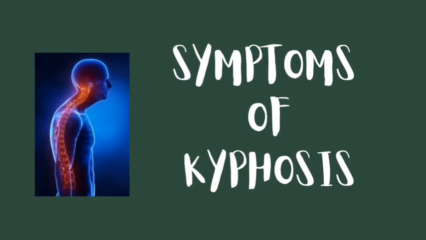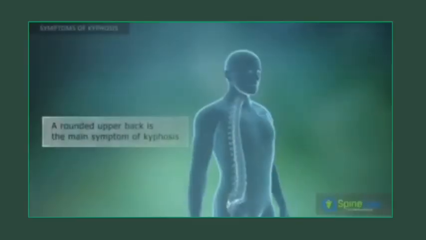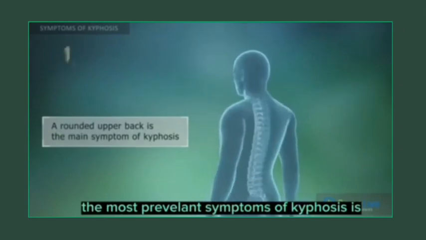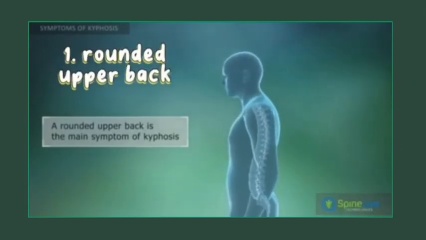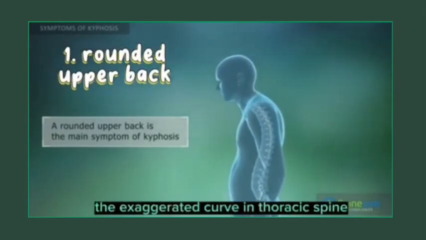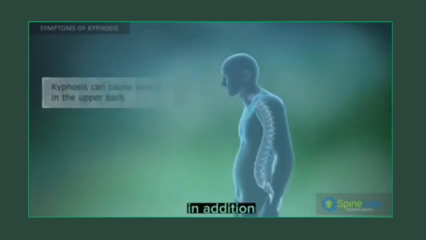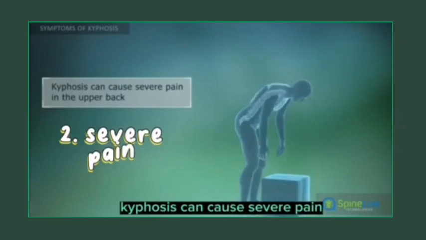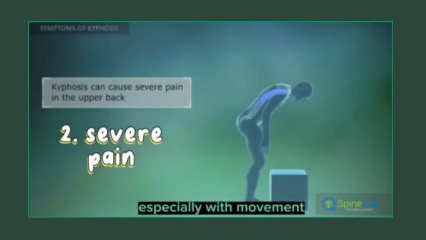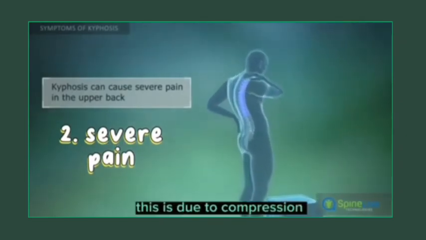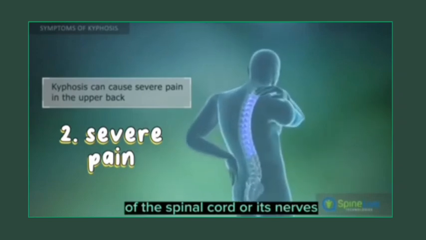Symptoms of kyphosis. The most prevalent symptom of kyphosis is a rounded upper back. The exaggerated curve in the thoracic spine results in a humpback appearance. In addition, kyphosis can cause severe pain in the upper back, especially with movement. This is due to compression of the spinal cord or its nerves.